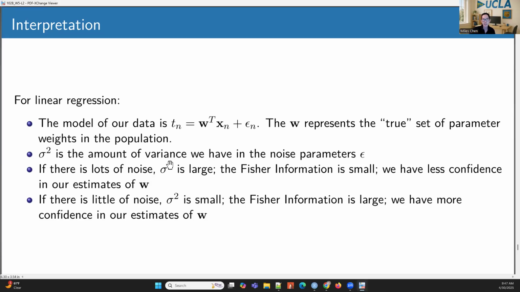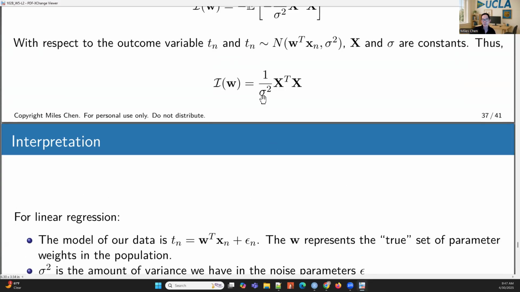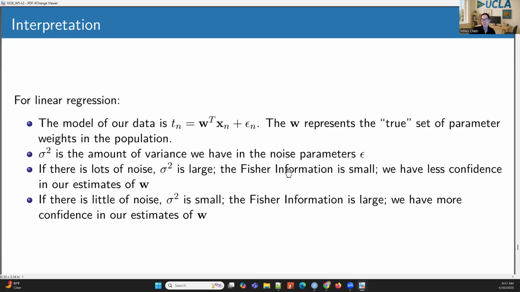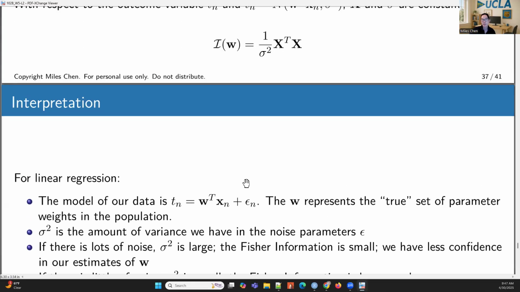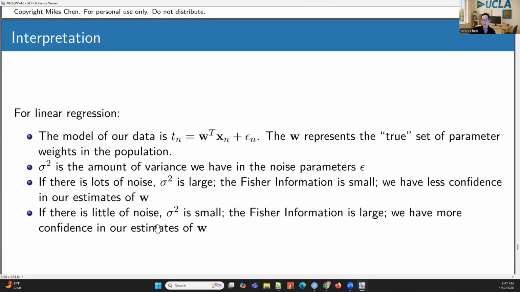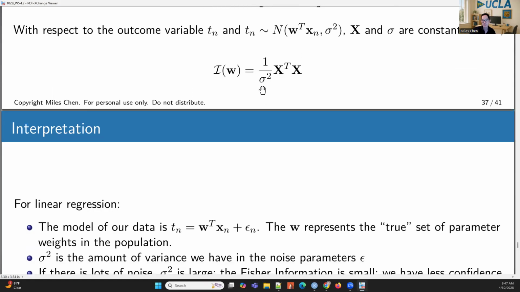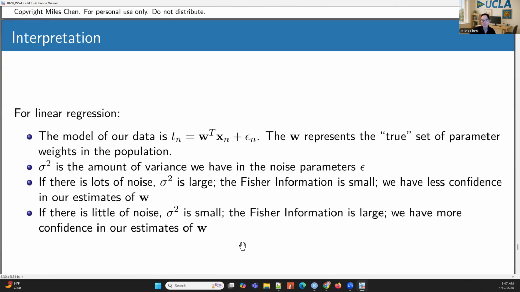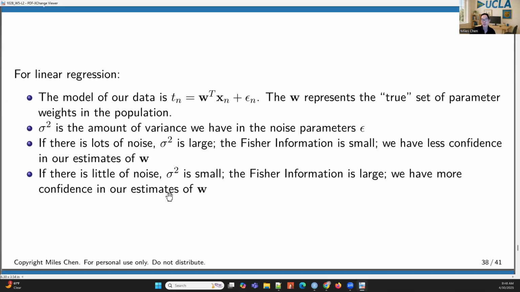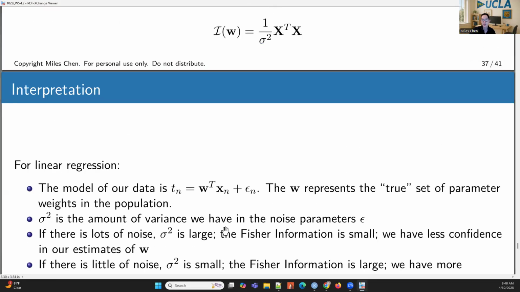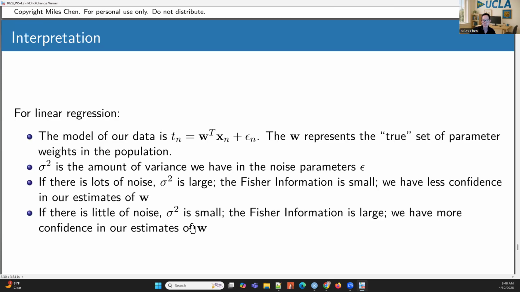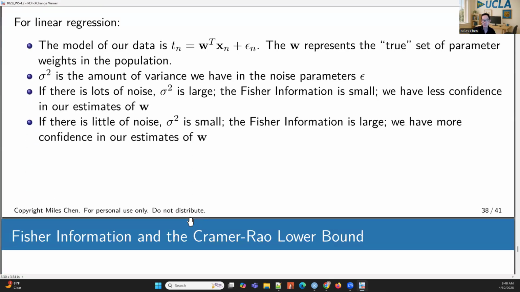And so if we have lots of noise, if sigma squared is big, then we have less information. The Fisher information is small, and we're going to have less confidence in our estimates of W. If there is little noise, if sigma squared is small, then the Fisher information is large, and we'll have more confidence in our estimates of W. So that's what we have.